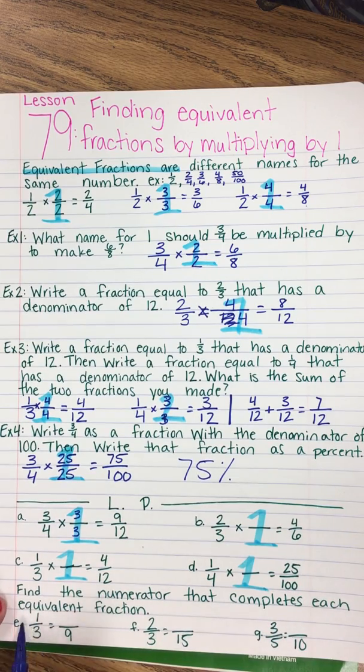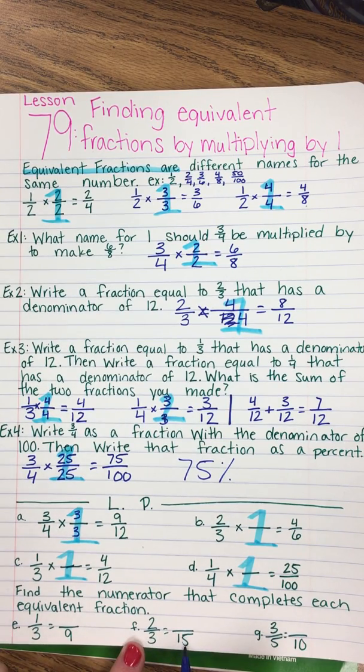And then for these last 3, it says find the numerator that completes each equivalent fraction. So you're saying 3 times what equals 9, and then you're going to multiply the top by that to find that equivalent fraction. 3 times what equals 15? You're going to multiply the same thing by the top and the bottom. 5 times what equals 10? Multiply the same thing in the top and the bottom.